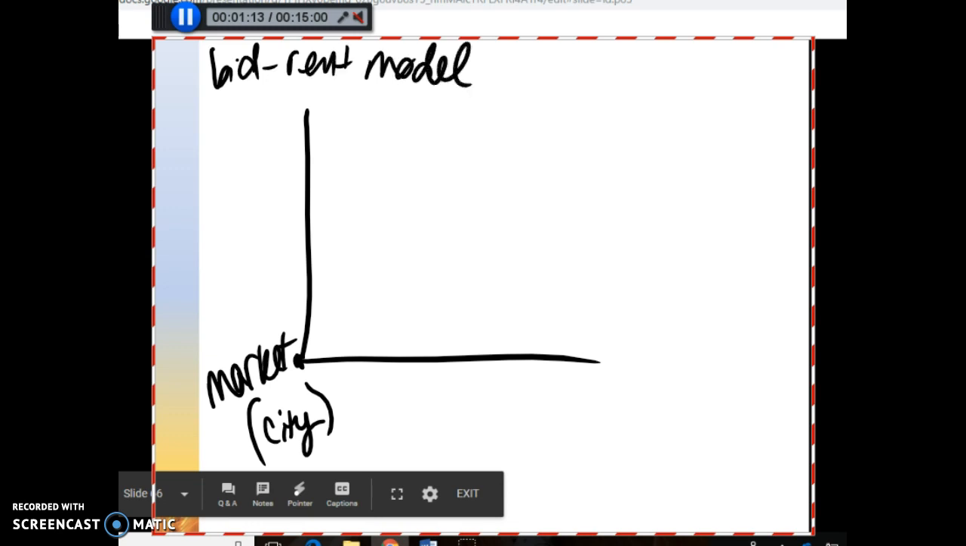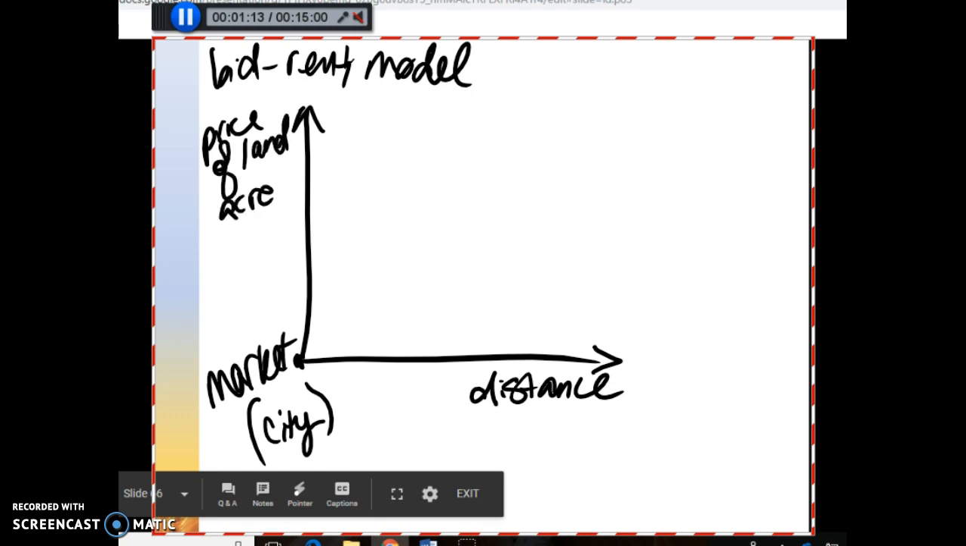Alright, so the bid rent model is going to be an assessment of the cost of land. Here we're looking at the distance away from the city. This axis is going to be looking at the price of the land, and typically this is going to be per acre. In von Thunen's theory, he uses hectare.